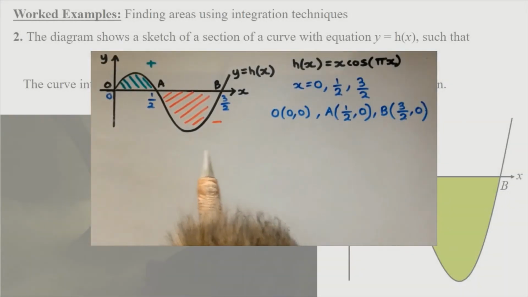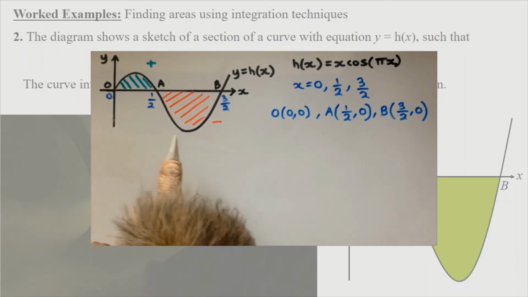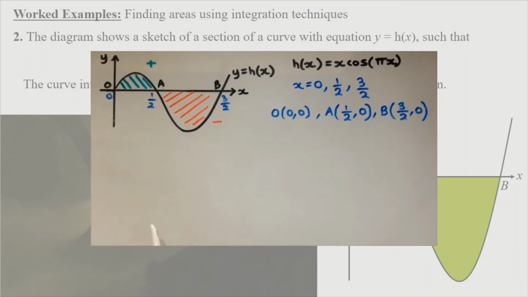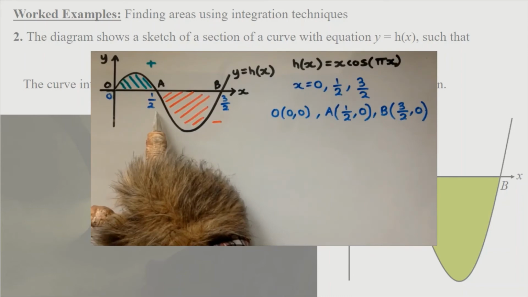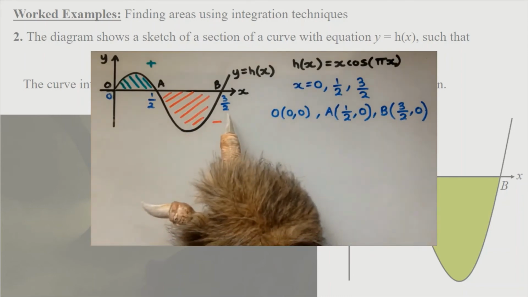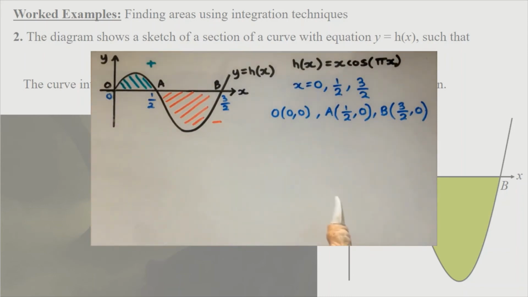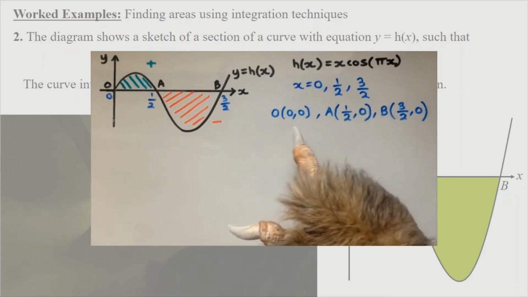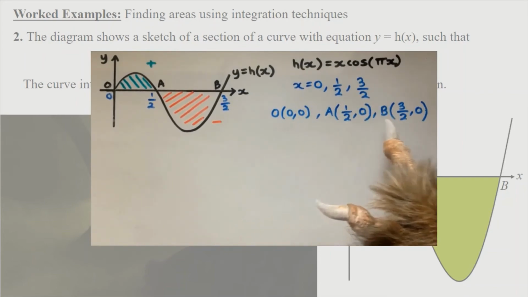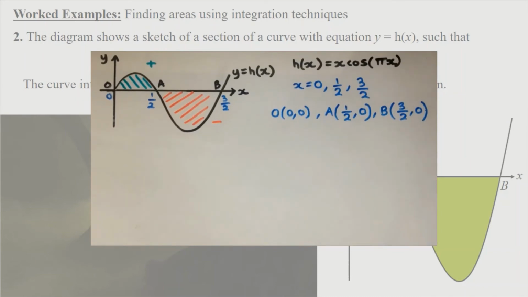Next, I've added our solutions to the diagram. So we have points of intersection. Remember, of course, that x is defined only for positive values and 0. So we have an intersection at 0, at x equals a half, and x equals 3 over 2. These were the solutions we've just found, and I've just written the coordinates of the origin, of course, and a and b. Right, so now we're ready to do the integral.